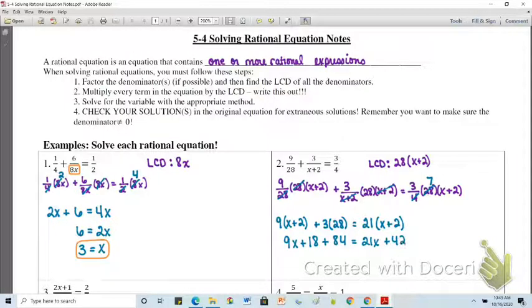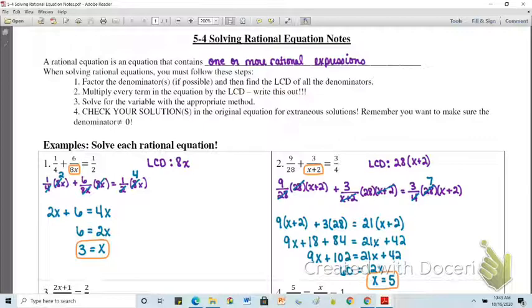We are going to go ahead and collect like terms. And I'm going to move x's to one side and numbers to the other. So I get 12x equals 60. So x equals 5. Again, I check in my denominator. If I plug in 5 here, 5 plus 2 is 7. That is not 0. Therefore, this is a solution.